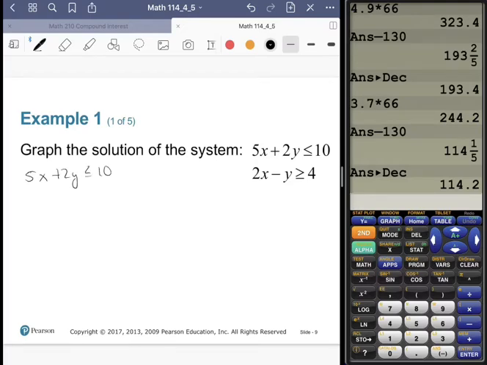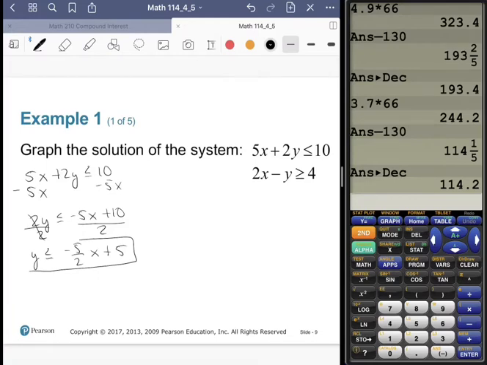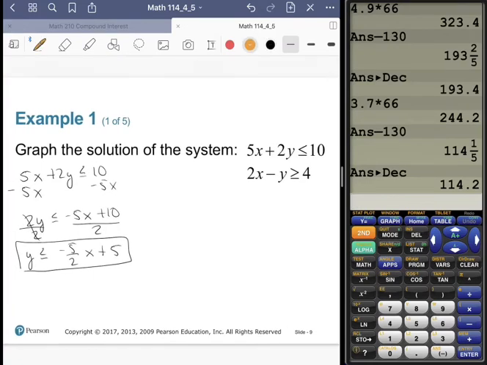So I have 5x plus 2y is less than or equal to 10. Minus 5x to both sides. So I have 2y is less than or equal to negative 5x plus 10, divided by 2. So I have y is less than or equal to negative 5 over 2x plus 5. So that's going to be my first line.